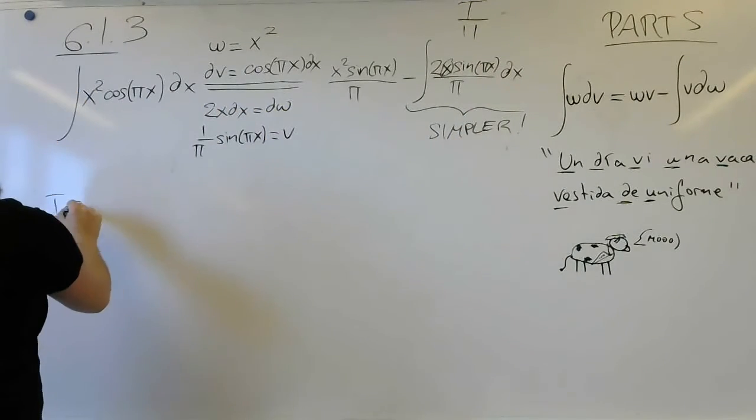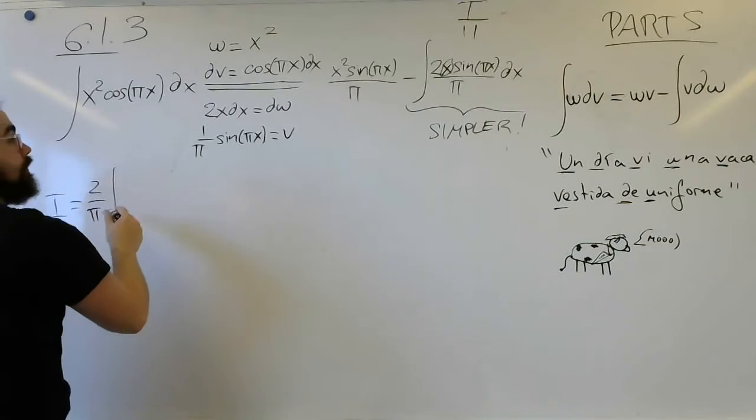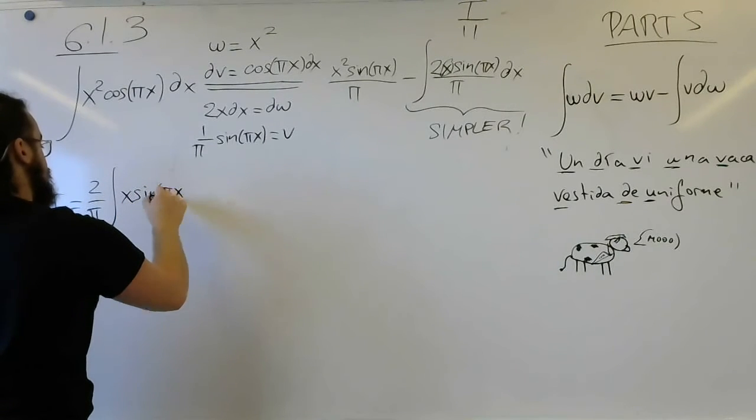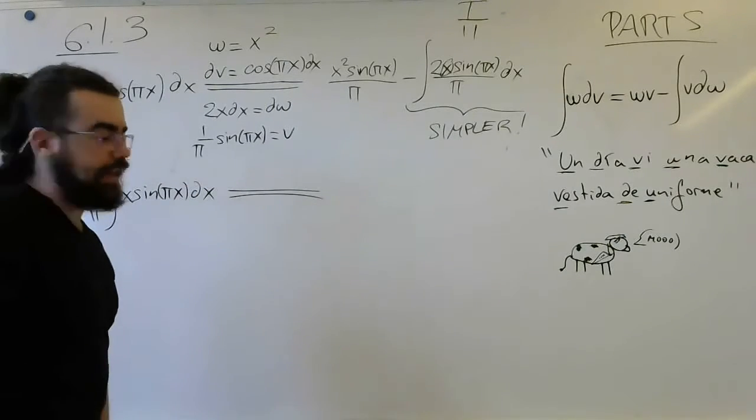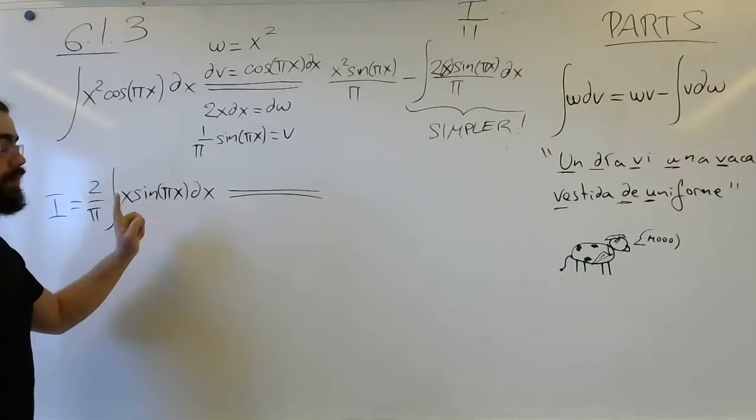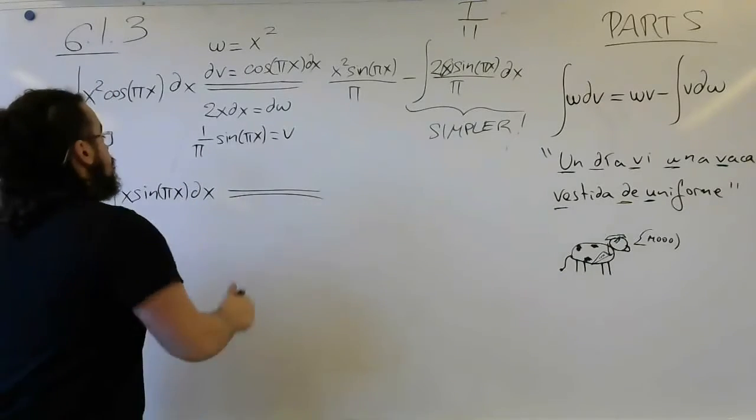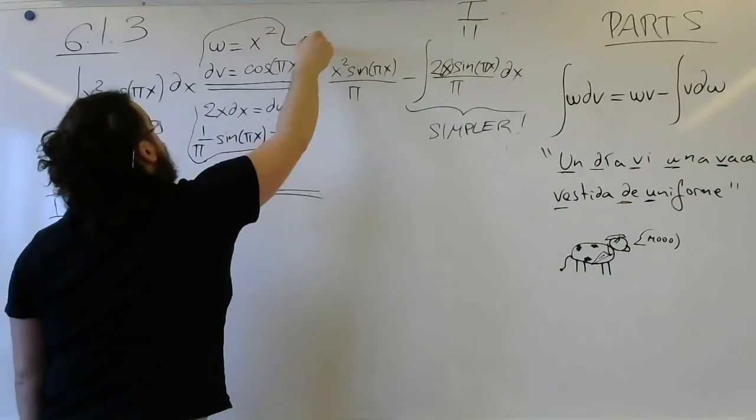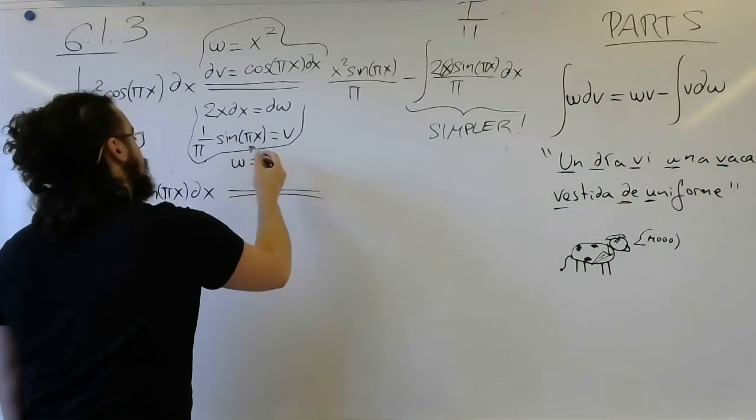And I'm going to bring it down here. I is 2 over pi integral of x sine pi x differential of x. How do we solve this kind of integral? This integral is a polynomial times a trigonometric function. That means parts. So we do parts again. And again, w is a polynomial.